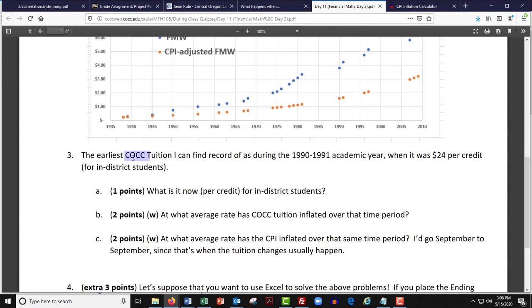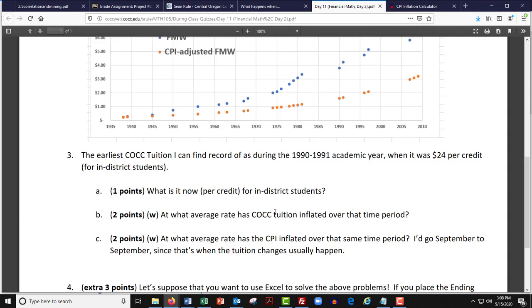Okay, the earliest COCC tuition I can find record of was 1990-91. That should say was. Apologies, there's a couple typos on this thing. When it was $24 per credit, what is it now? This was an interesting question because when I typed this homework up, it was publicly available on the website that it was $106 per credit. Now that 106 is gone, replaced with 109 starting summer 2020. And a lot of you found the old tuition in the fact book at $99. So I accepted any one of those answers, 99, 106, or 109.